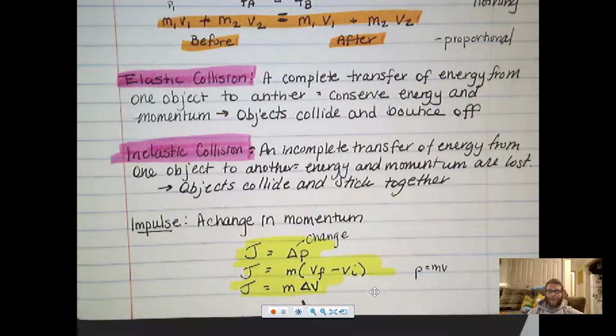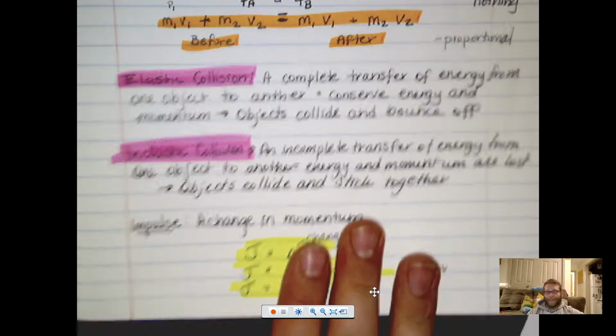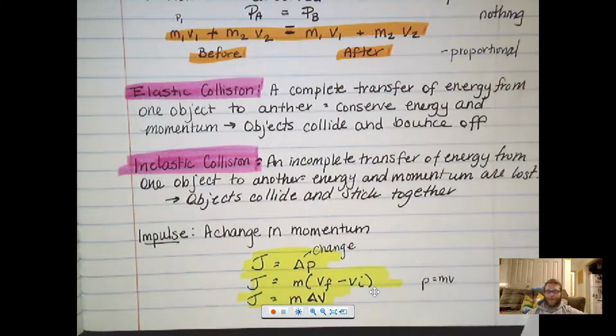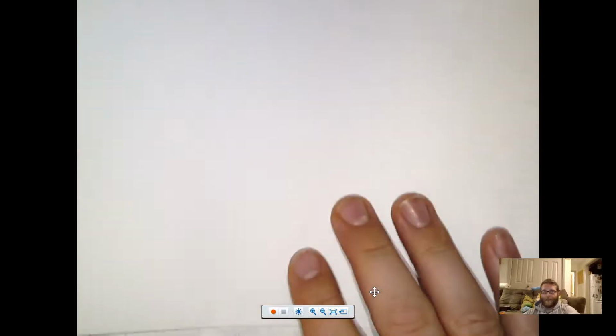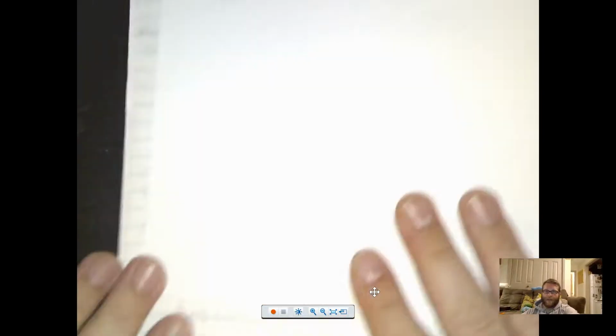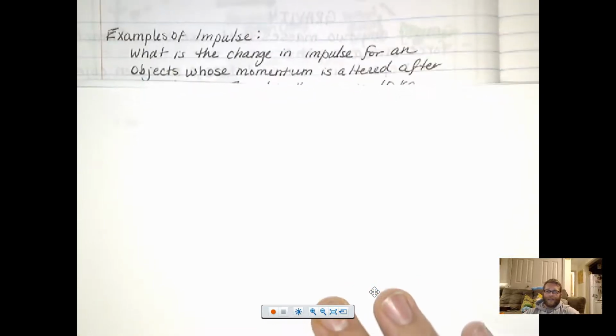Okay, so we're going to use this equation to do some example questions on our second page. So go ahead and take this page and we're going to flip to page 12 and we're going to look at an example dealing with impulse. This is part of what you're going to be calculating for your homework. All right, so let's look at our example for impulse.